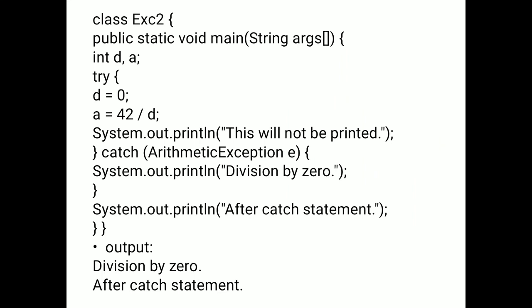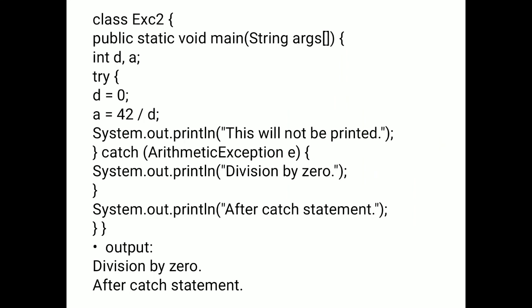Now when you are running this program, the value of d is 0, so obviously a is equal to 42 by d is nothing but divide by 0. Once that runtime error is generated, it will be thrown out of the try block. Immediate to the try block there is a catch block. That catch block will catch that runtime error and handle it. So here we are just displaying that it is a divide by 0 error. Later it will continue with the program.